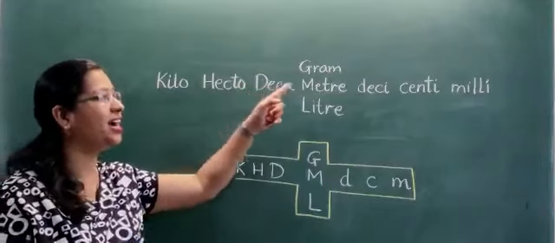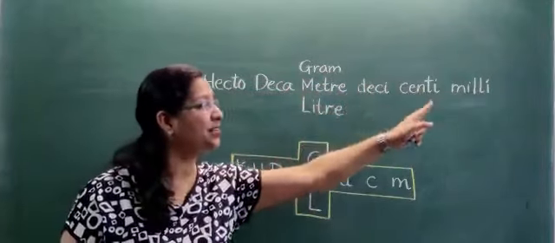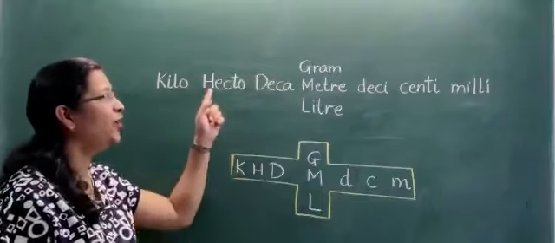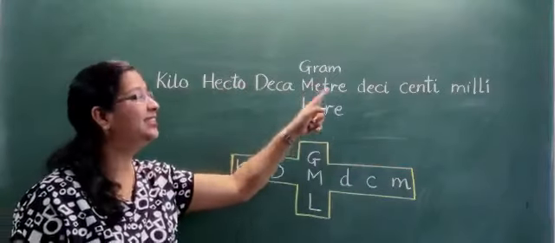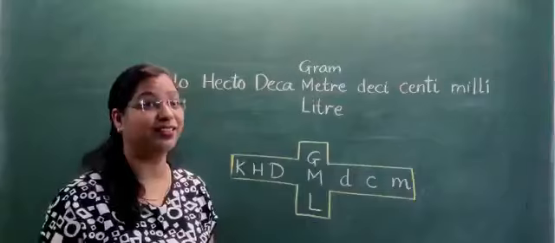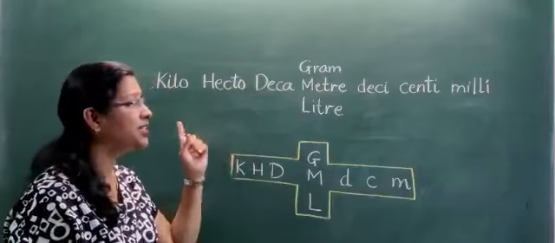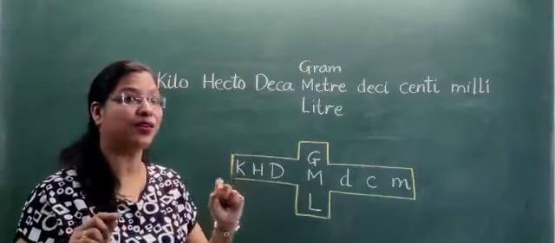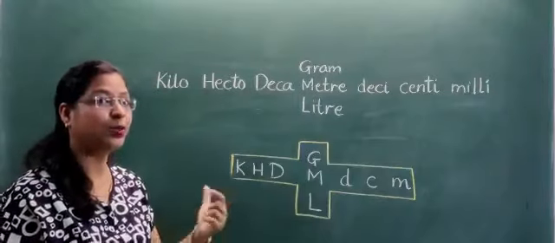Kilo, hecto, decameter, deci, centi, millimeter. Kilo, hecto, decaliter, deci, centi, millimeter. So you can remember this order using this rhythm. Let's revise it once again.